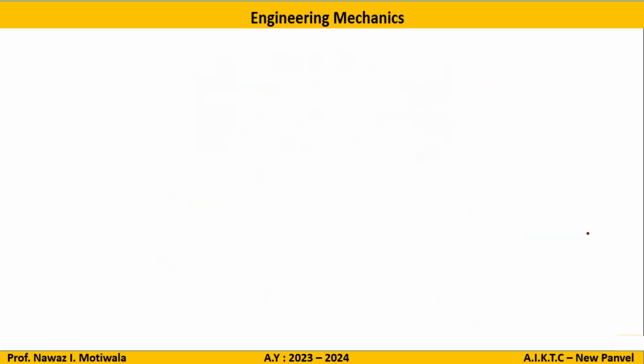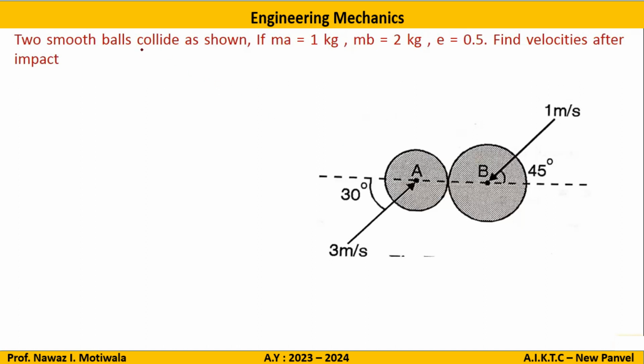The next question is, two smooth balls collide as shown. If MA is equal to 1 kg, MB is equal to 2 kg, E is 0.5, find velocities after impact. Now you see here in the diagram, both the velocities of ball A and ball B are inclined and are not in the line of impact. That means it is a case of oblique impact. So this is my line of impact.